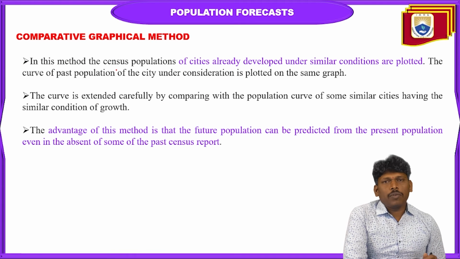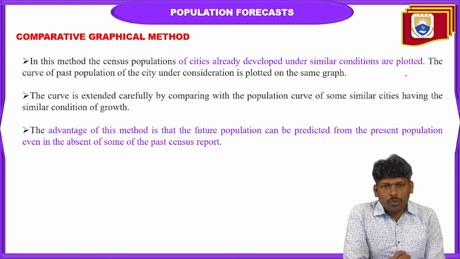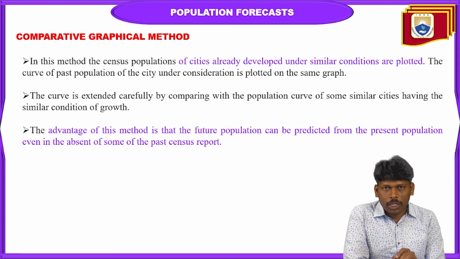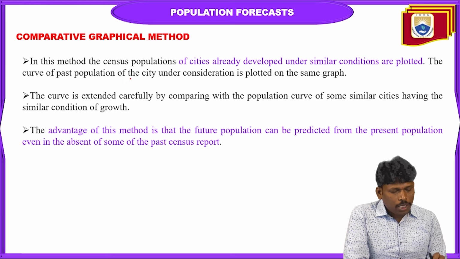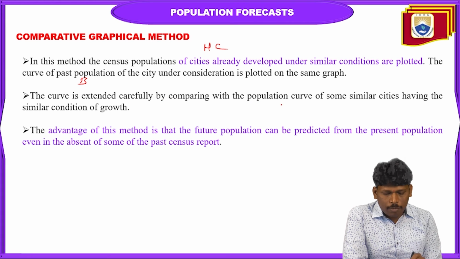And then the comparative graphical method, this is another method. In this method the census populations of cities already developed under similar conditions are plotted. So for example, the census populations of cities developed under similar conditions will be plotted on the graph, and the curve of the past population of the city under consideration is plotted on the same graph. For example, if I want to calculate the population for Bangalore city, I usually consider a few cities like Hyderabad, Chennai and Kolkata. Here the curve is extended carefully by comparing with the population curves of some similar cities having similar conditions.